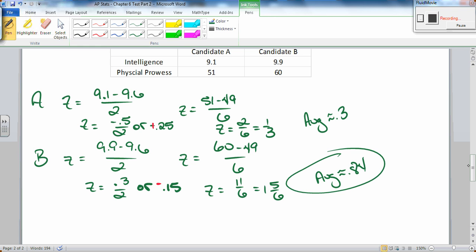Again, we don't want to convert these over to percentiles because we know that intelligence is not normal. We're not sure if physical prowess is. So making that assumption again would be incorrect. Knowing that intelligence is not normal, then all of a sudden assuming physical prowess really does not do us any good. Even though we might be able to convert that over to a percentile, we know for a fact that we can't for intelligence, so we just shouldn't do it. We should stay away from that.